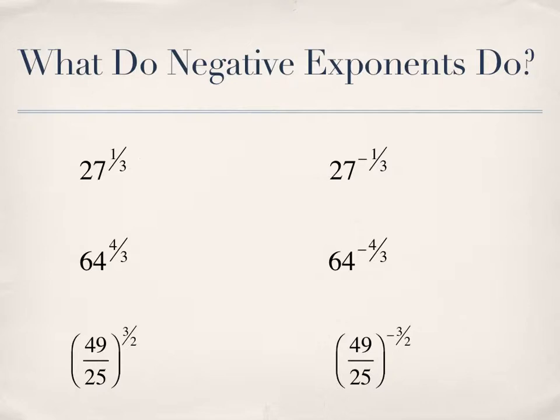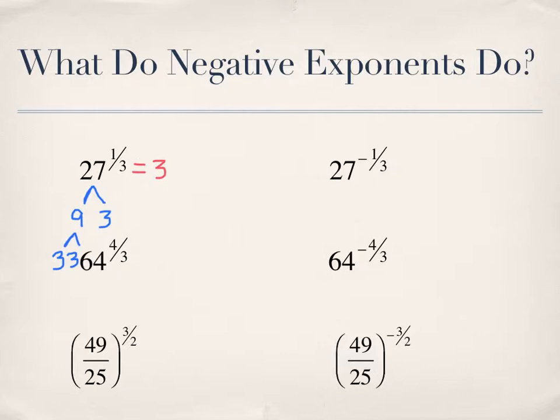Okay, so 27 to the 1/3 power. Remember, that means I want to break 27 into 3 equal factors. So if I throw together a factor tree here, I find that 27 breaks into 3 threes. So 27 to the 1/3 is just equal to 3.